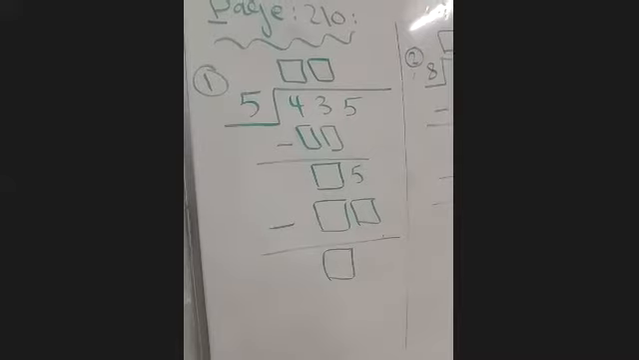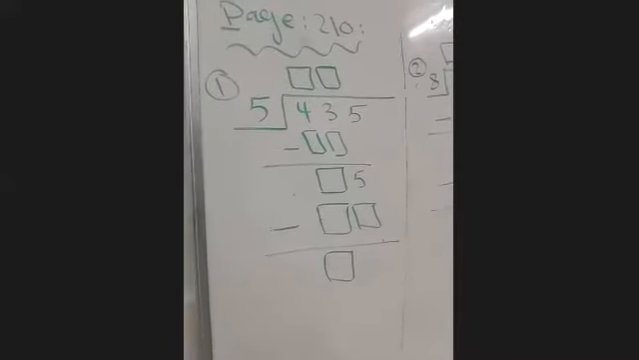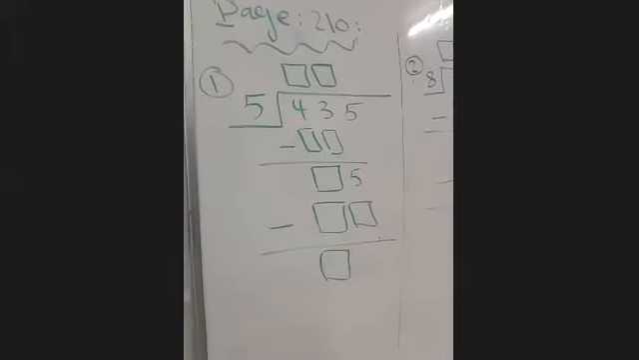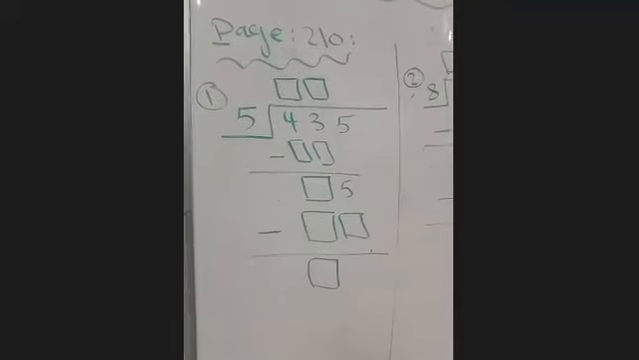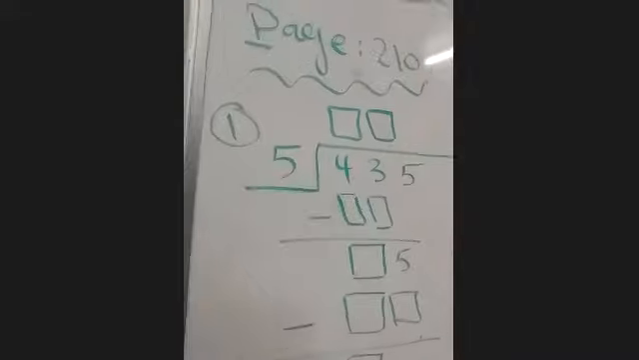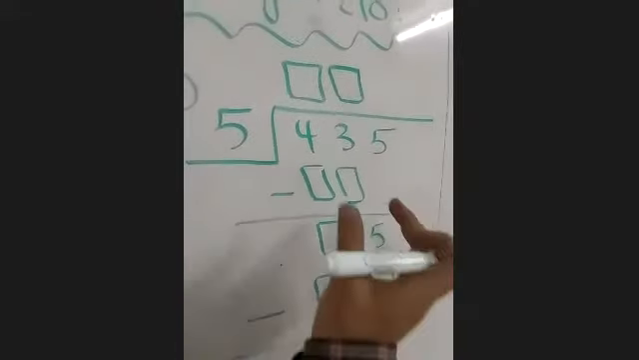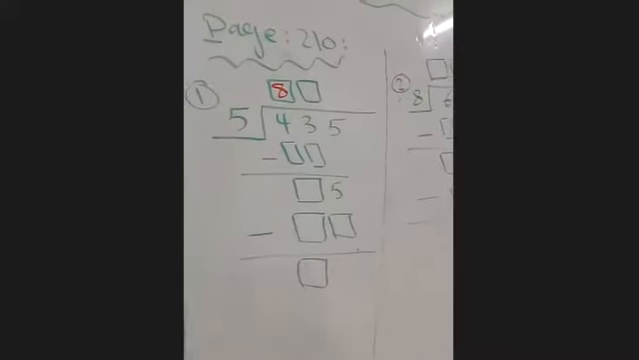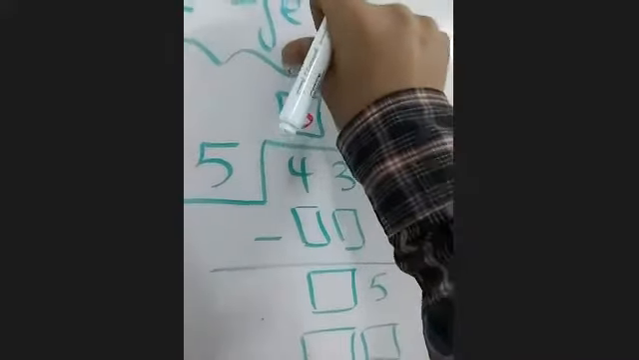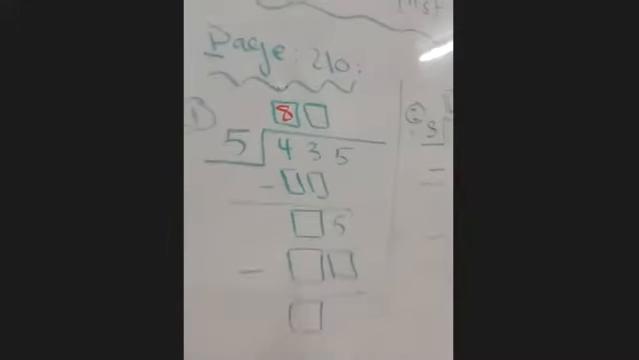5 divided by 4. 4 is less than 5. No, we don't say 5 divided by 4. 4 divided by 5, we cannot, because 4 is less than 5. So we'll take 43 together. 43 divided by 5. 8. Why 8? Because 9 multiplied by 5 is 45, which is bigger than 43. Excellent boy. So I need to take 8.